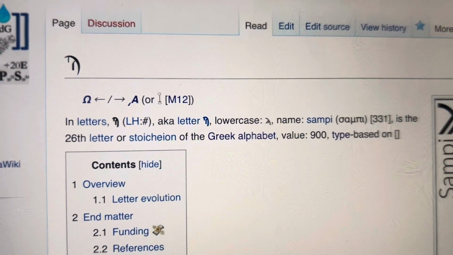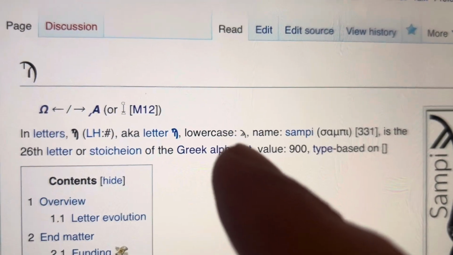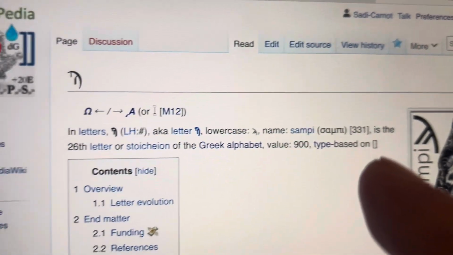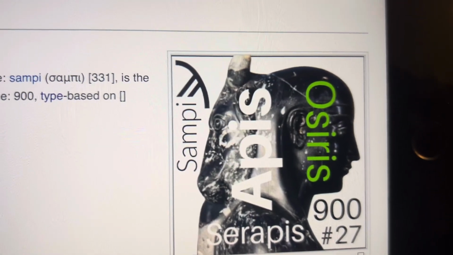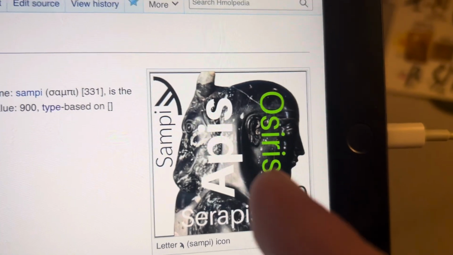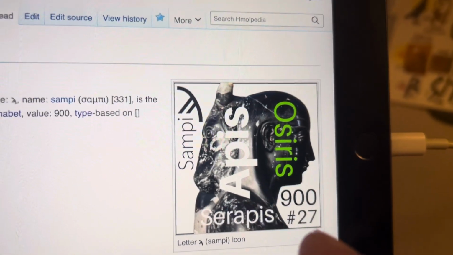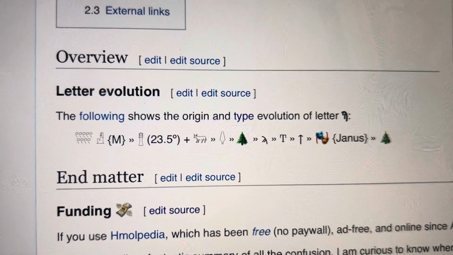Sampi, the 27th letter. That's capital Sampi, lowercase Sampi, value 900. And in mythology, this became Apis Osiris, two-headed god. This became Janus, the two-headed god, and it's the root of the word January. Letter evolution.